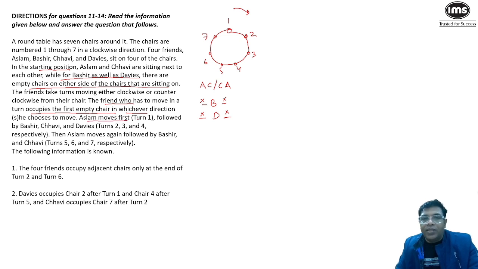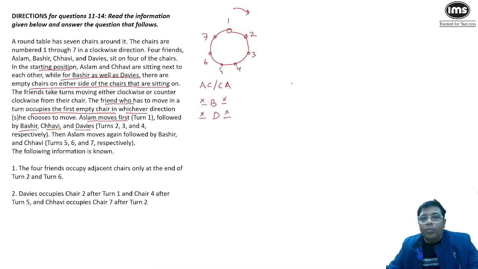A moves first. So turn 1, A will move, followed by B, C and D. So in one turn, only one person is going to move, and he or she can move in the clockwise as well as anti-clockwise direction. But whatever direction she moves, she has to occupy the first empty chair, right? So that is the point we have to understand.